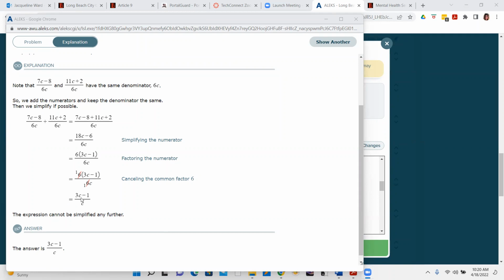Remember, we cannot cancel terms, only factors. And again, it's the same with just numbers. If you have 4 plus 3 over 3, you cannot cancel the 3s, right? It's 7/3, which is 2 1/3, not 4. You could also write that as 2 1/3. Not 4. So you cannot cancel these.